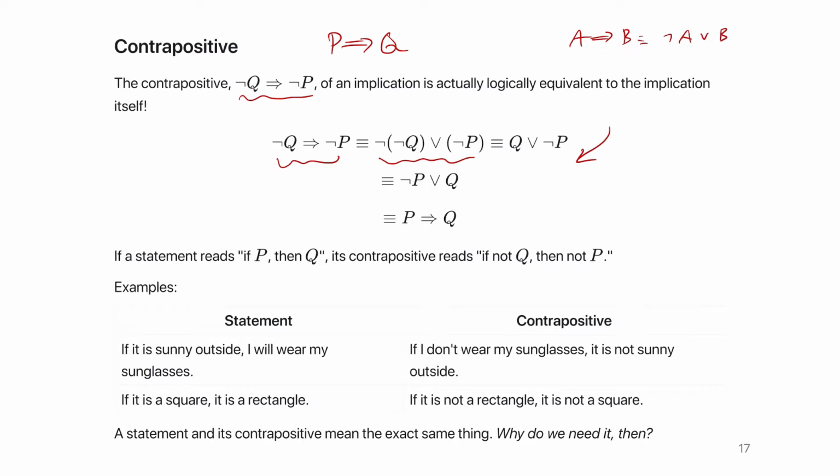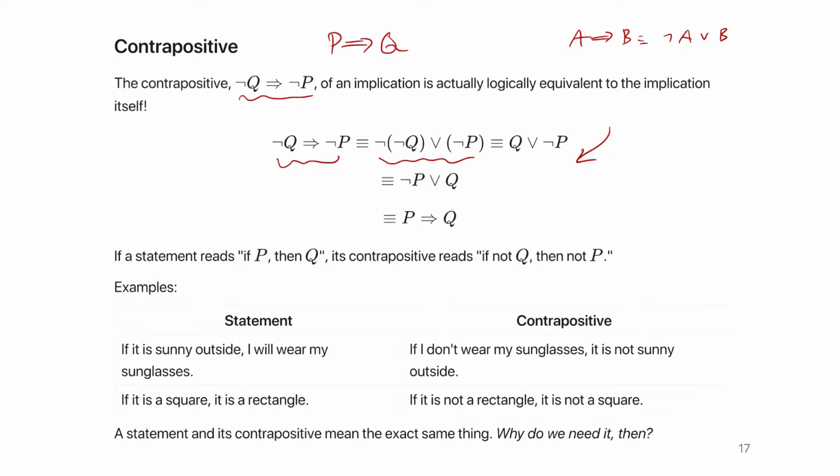Another one, if it is a square, it is a rectangle. Right? That's equivalent to saying, if it's not a rectangle, it's not a square. Because all squares have to be rectangles. Is this clear? So a statement and its contrapositive mean the exact same thing. And we've shown that right here.